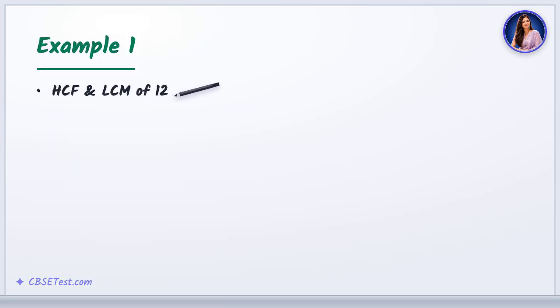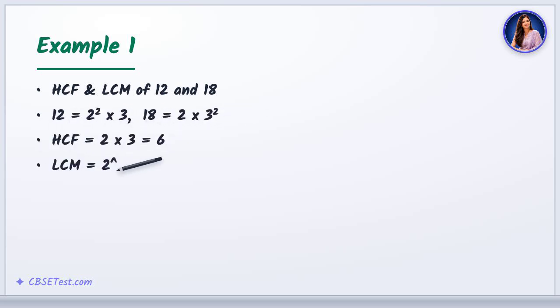For 12 and 18, factorize into primes. The HCF takes the lowest powers, 2 times 3, 6. The LCM takes the highest, 4 times 9, 36.